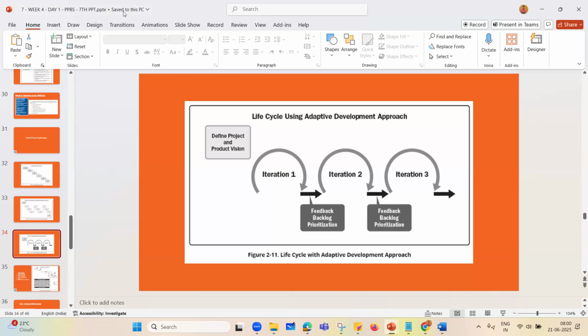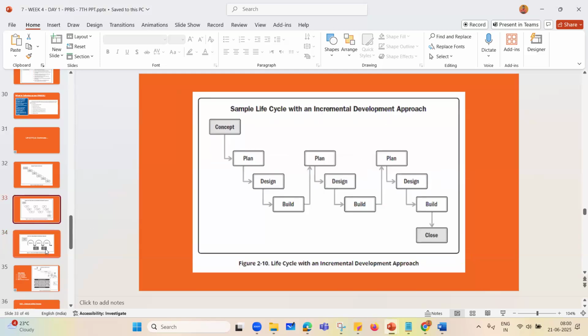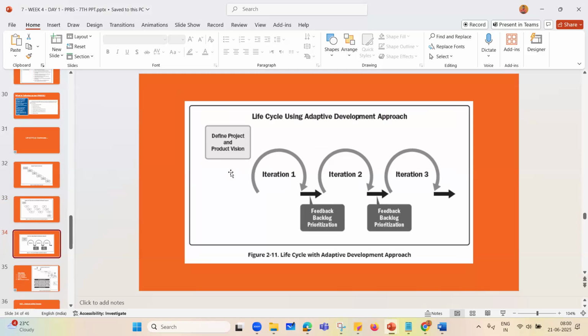In the last slide you saw the incremental approach, right? Now when this incremental approach repeats, it is called iteration. Before every iteration, feedback is received from the customer, and accordingly the backlog gets prioritized. What is backlog? Backlog is the set of requirements which has been broken down into high level features. Those will become the backlog.